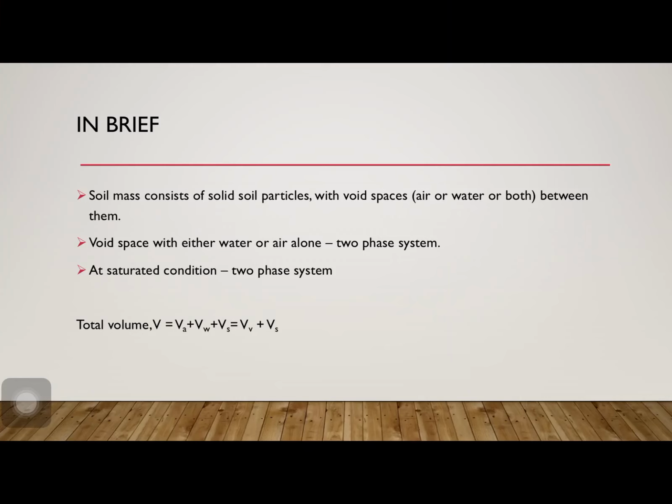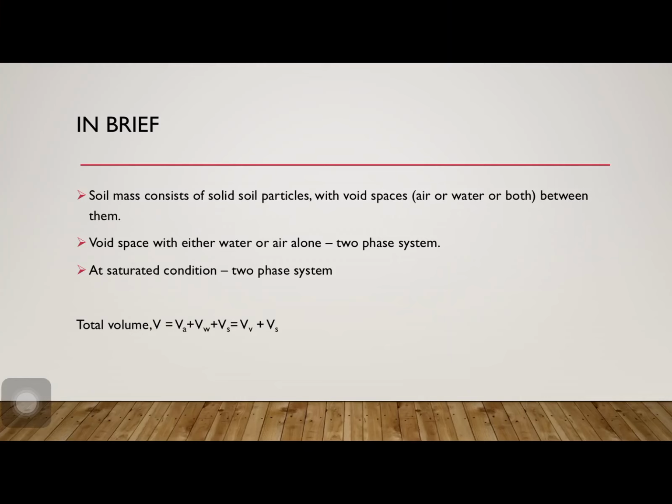At saturated condition, a soil mass is called what? Three-phase or two-phase? It's called a two-phase system. Why? Because it consists of only two phases: one is the solid phase and the other is the liquid phase, soil and the water.